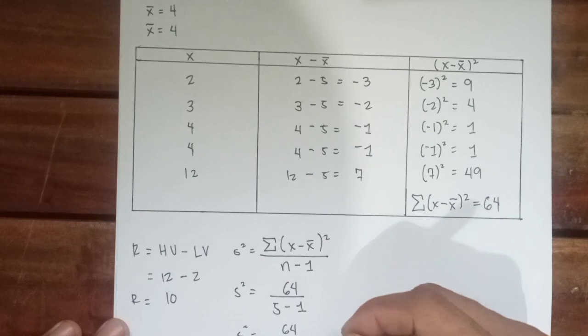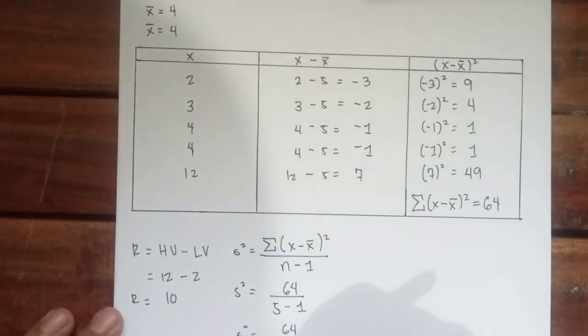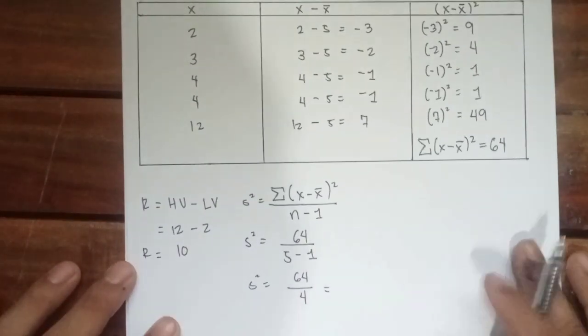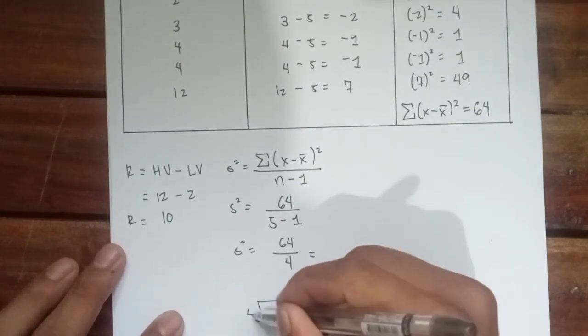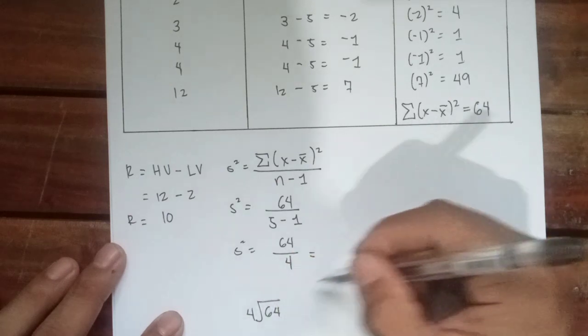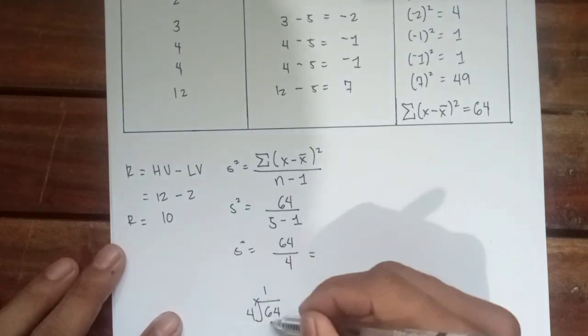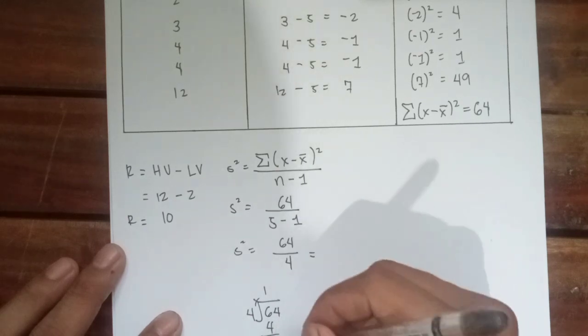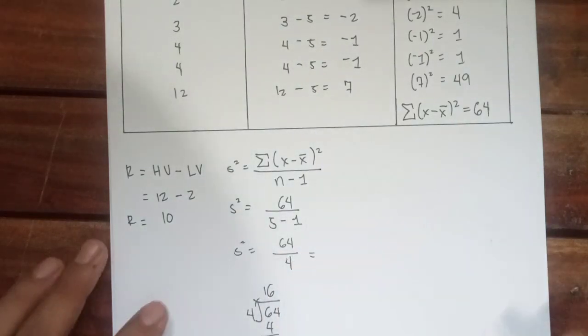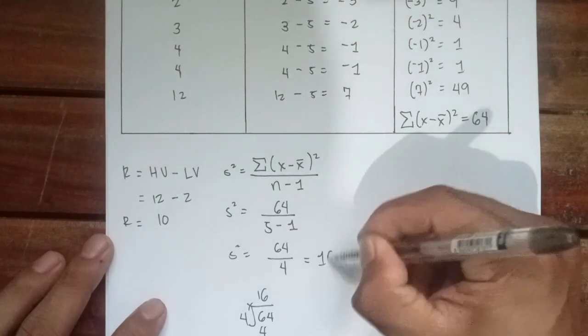Pwede na po natin yung ma-solve. So, i-divide lang po natin. 64 divided by 4. Mano-mano na lang kasi maliit na lang na number, 1 times 4. Kahit nga po hindi na po ito solve, kayang-kaya na po ito makuha. So, 16. So, ang ating variance is 16.